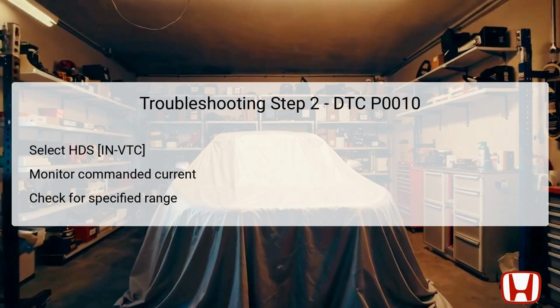After successfully idling the engine and allowing the systems to stabilize, the next troubleshooting step involves utilizing the Honda Diagnostic System, HDS. Here, you will select the in-VTC function. This diagnostic tool allows thorough monitoring of the VTC oil control solenoid's performance against the expected parameters. It's crucial to examine the commanded current versus the actual current being reported by the system. If there is a significant discrepancy outside the specified range, this indicates that an abnormality exists within the VTC system.